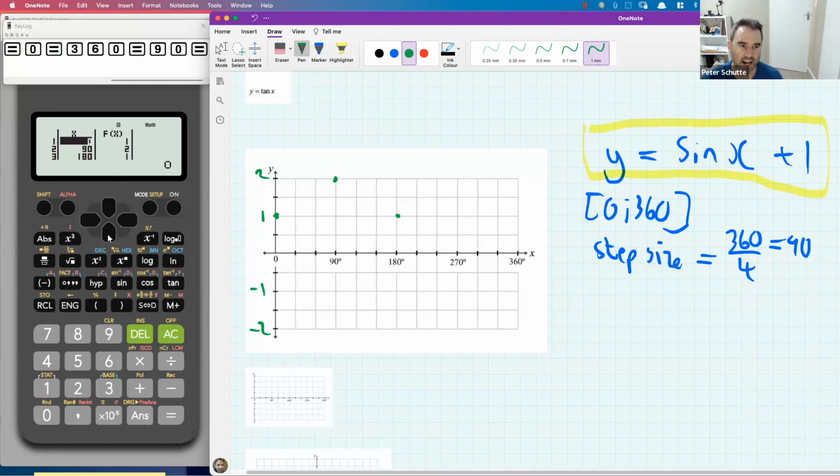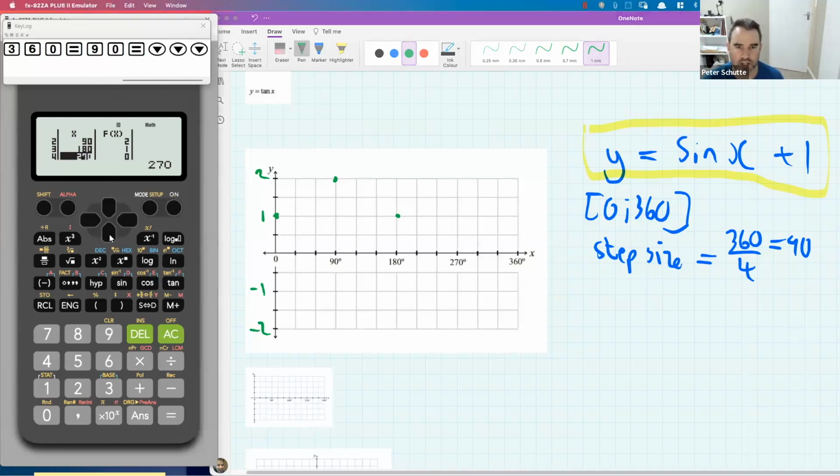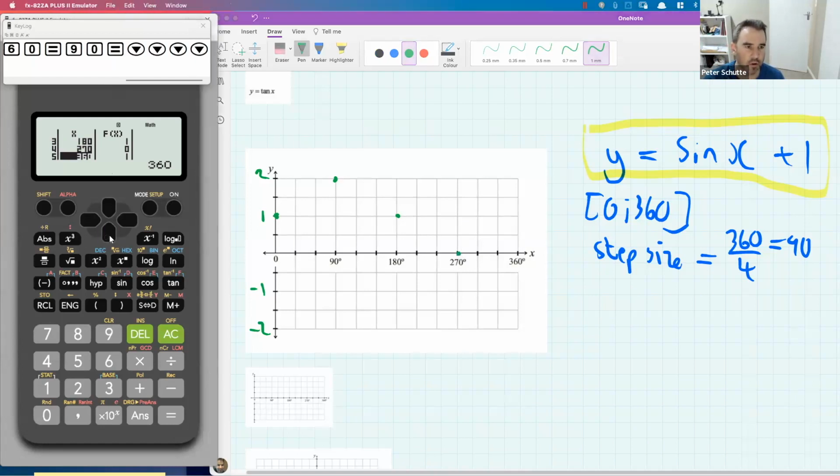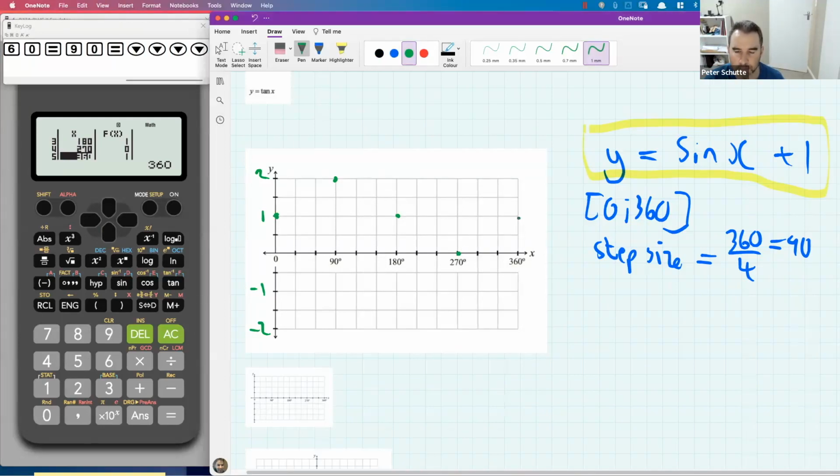So I'm going to press down here. So 270, 0. And then I'm going to go 360. And that is, oh, it's 1. It doesn't go down to -1. It goes up to 1 again. So I'm using the calculator to help me get the point.